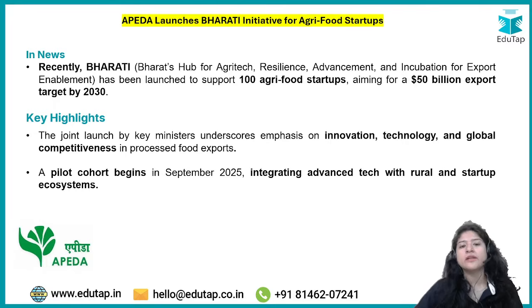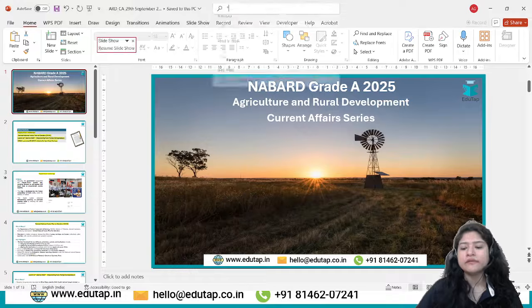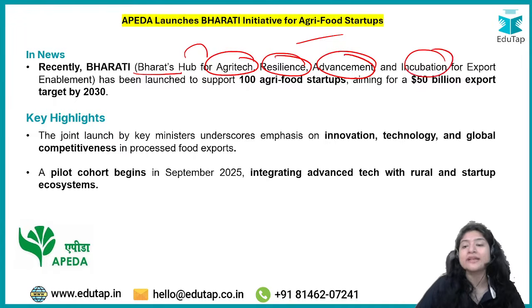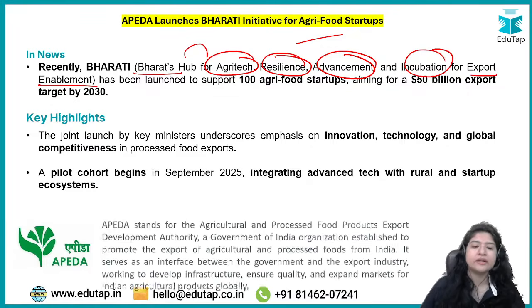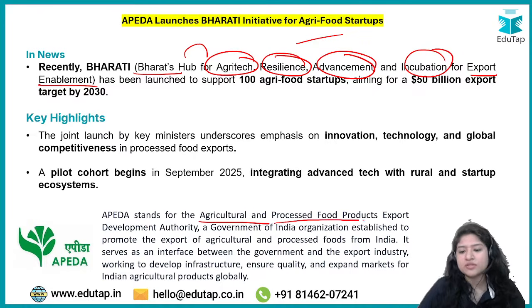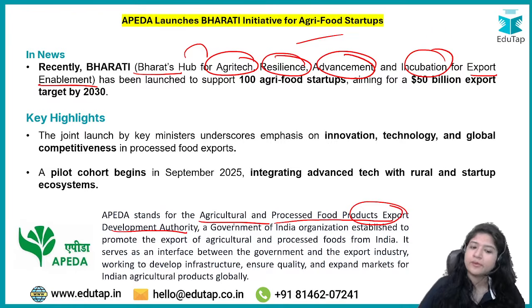And finally, APEDA launches the Bharti initiative for agri-food startups, okay. So what is Bharti? Bharti's full form is Bharat's Hub for Agri-tech, Resilience, Advancement and Incubation for Export Enablement. So all in all, see, what is APEDA? We have talked about it a lot of times, but if you are a new student, APEDA is the Agriculture and Processed Food Product Export Development Authority. And what does it do?